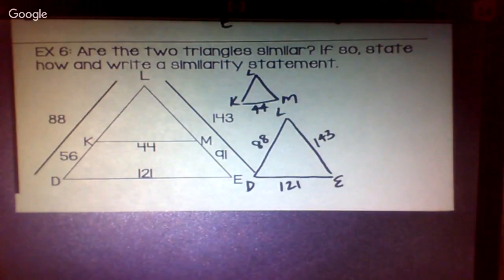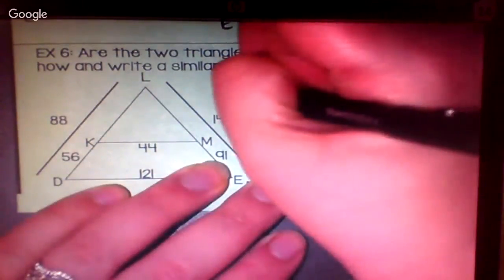Look at what they're showing you. Okay. This little section's 56. This is 88. So what's this little piece? 32. How did you get that, CJ? He got it from me. I subtracted 56 and 88. Good. If the whole piece is 88 and this little chunk of it's 56, if you subtract the two, that means from L to K is 32. Good job.